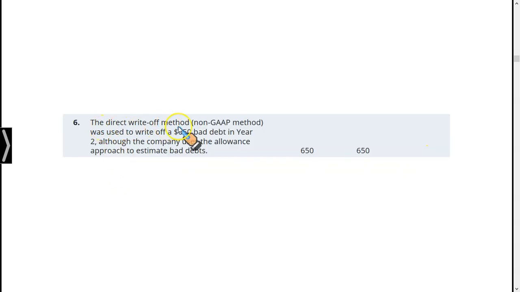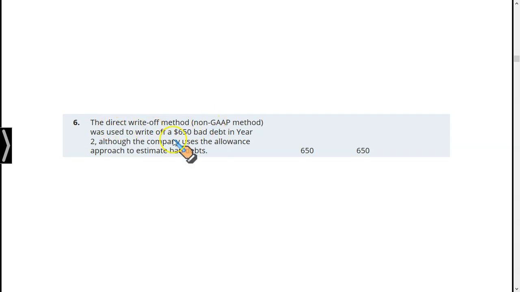The direct write-off method means you simply debit bad debt expense and credit accounts receivable. This is not allowed under US GAAP. If you need to write off a bad debt, you debit allowance for uncollectible accounts and credit accounts receivable. What is direct write-off? You debit bad debt, credit customer or accounts receivable. But the allowance method is permissible, in which you debit the allowance, credit accounts receivable.